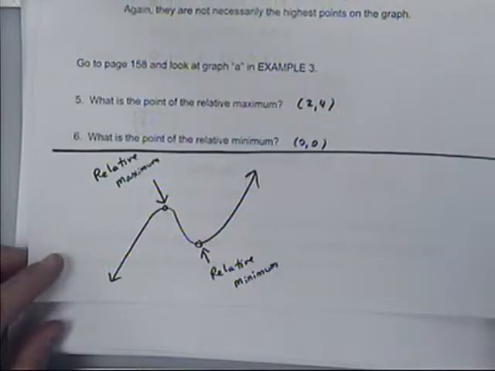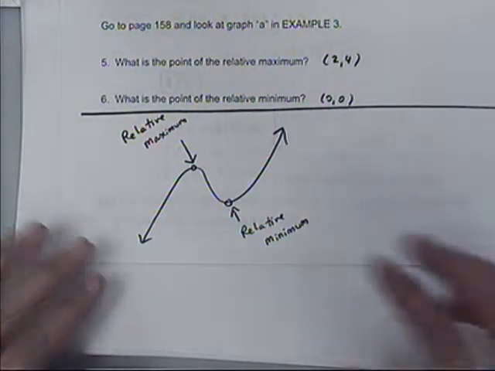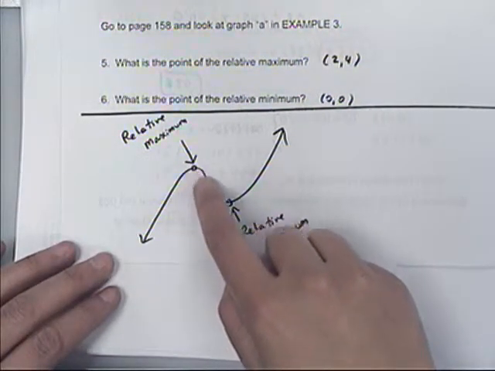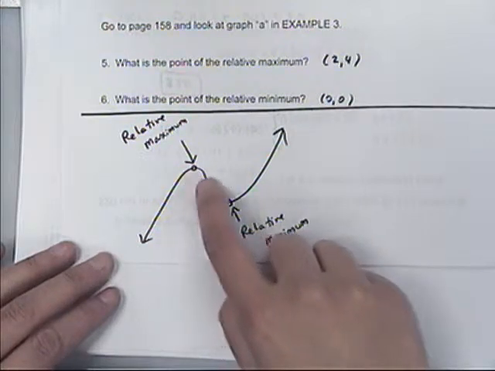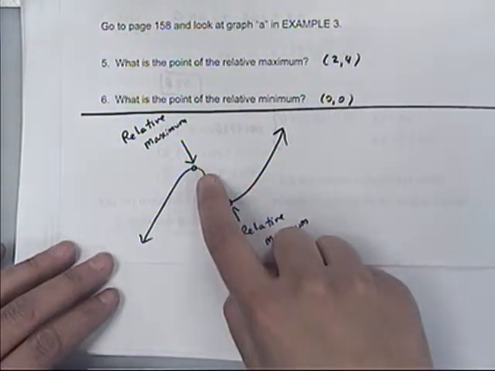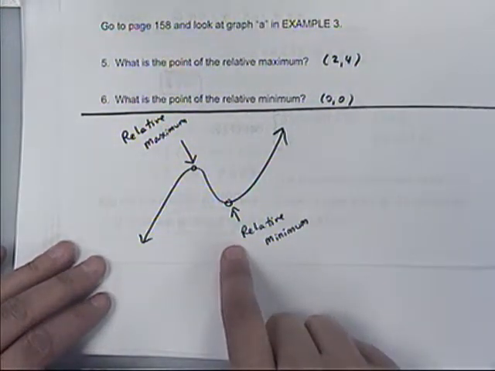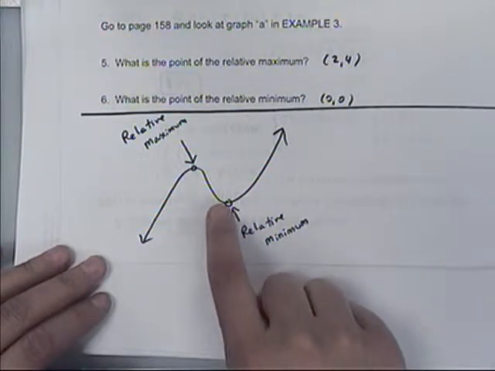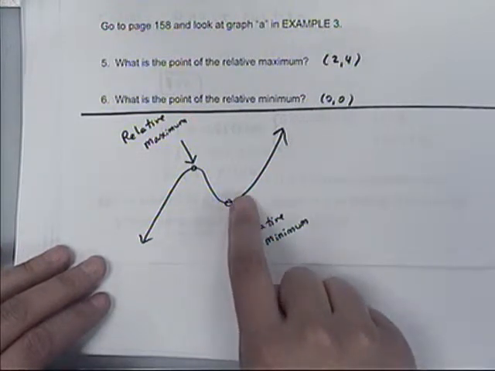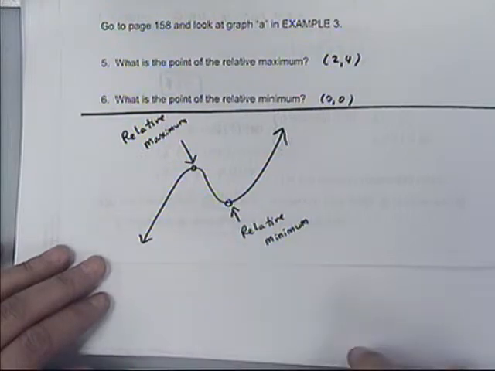The second topic today is called relative maxima and minima. A relative maximum is a point that's at the top of a peak. All the other points next to it are lower than it is. Or a relative minimum is a point that's the lowest point compared to the points around it. It's the bottom of a dip.